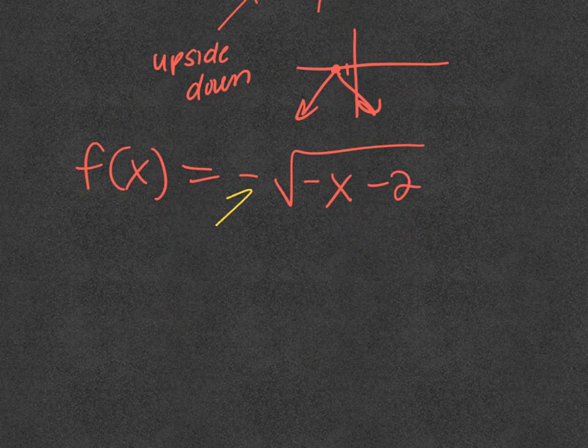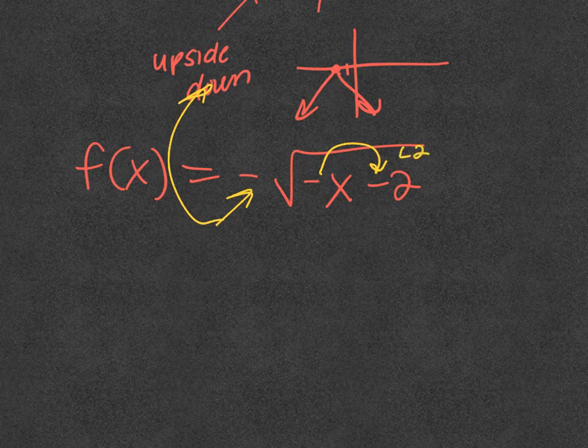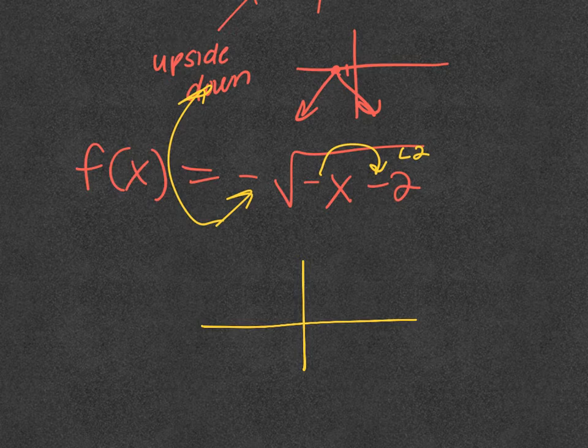Negative on the front is still upside down. This makes this go left 2 instead of right 2, and it changes the shape of your graph, because with a square root, when I flip it from left to right, it actually changes the shape. So this would be left 2, upside down, and it would point left. I'm so confused.